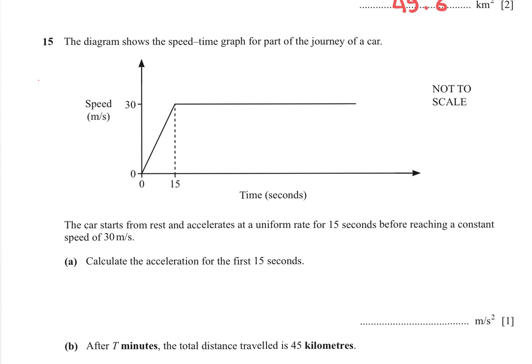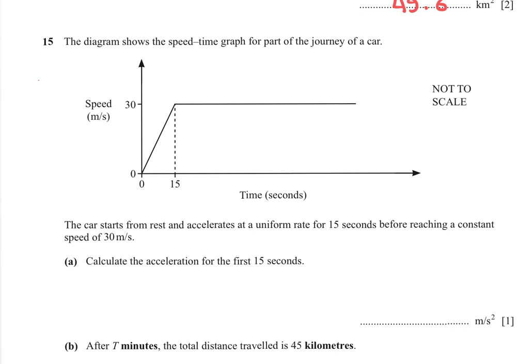Number 15. The diagram shows a speed time graph for part of the journey of a car. The car starts from rest and accelerates at a uniform rate for 15 seconds before reaching a constant speed of 30 meters per second. Calculate the acceleration for the first 15 seconds.